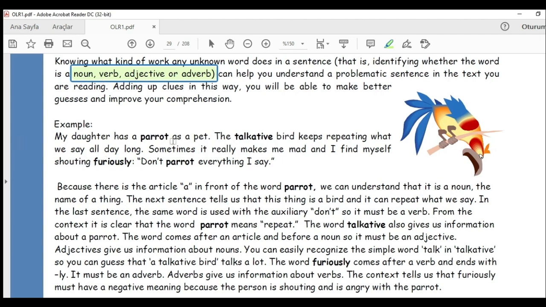My daughter has a parrot as a pet. The talkative bird keeps repeating what we say all day long. Sometimes it really makes me mad. I find myself shouting furiously, "Don't parrot everything I say."